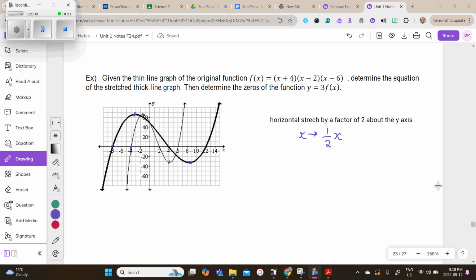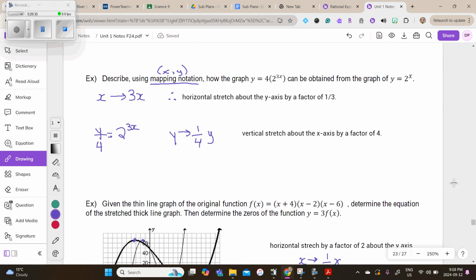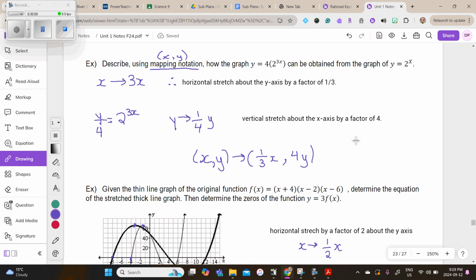However, I did just realize that I didn't fully answer the last question. The last question wasn't asking me to describe using words. It said describe using mapping notation. So my mapping notation of x comma y, and it looks as though my x needs to be multiplied by 1 over 3, and my y needs to be multiplied by 4. So it's the reciprocal of whatever we use in the replacement notation. So we will finish up the last example on Monday.